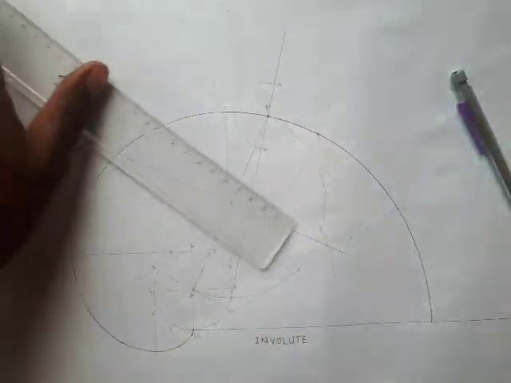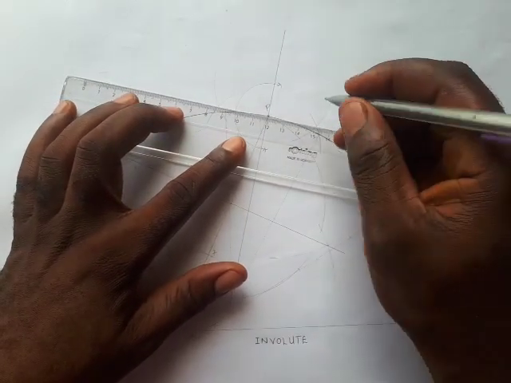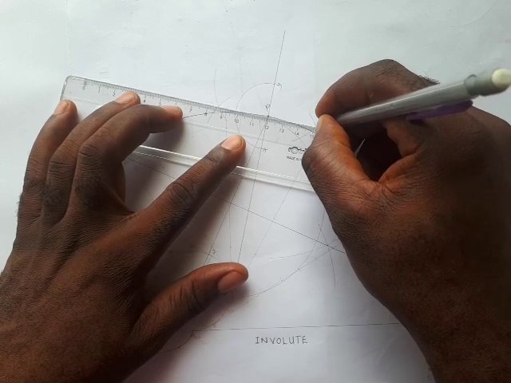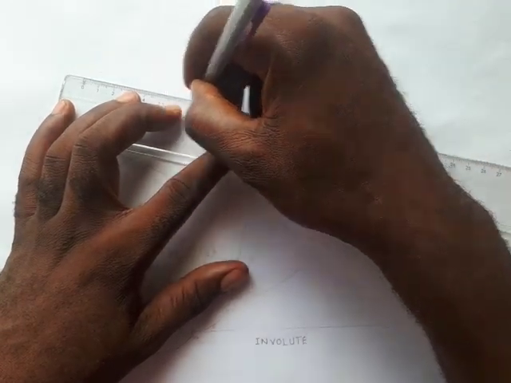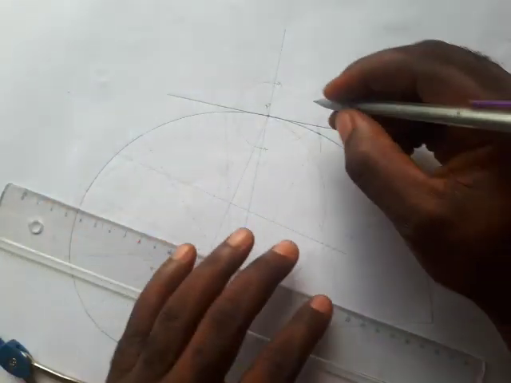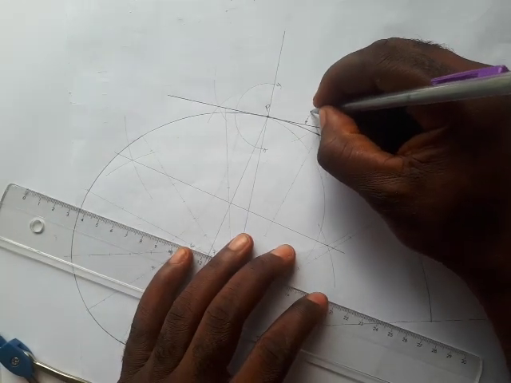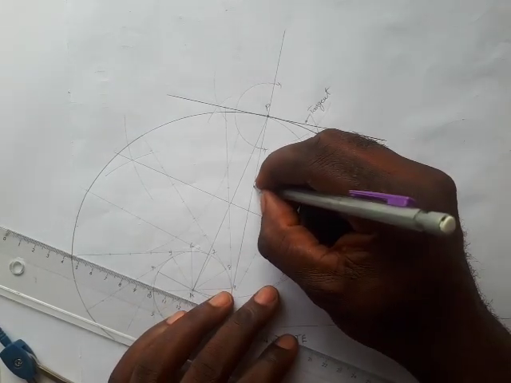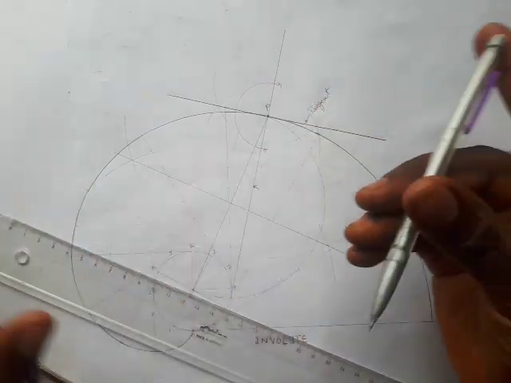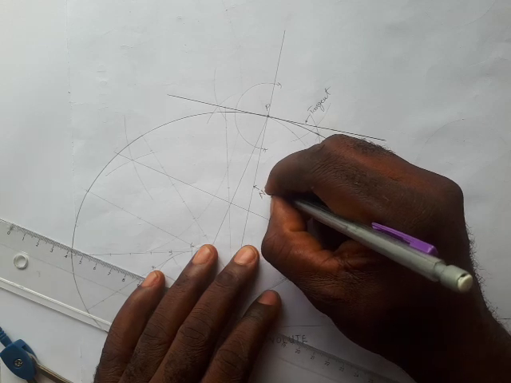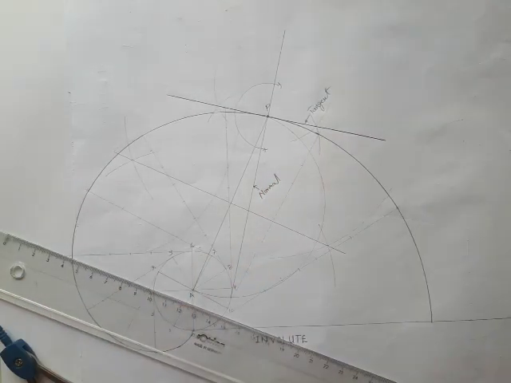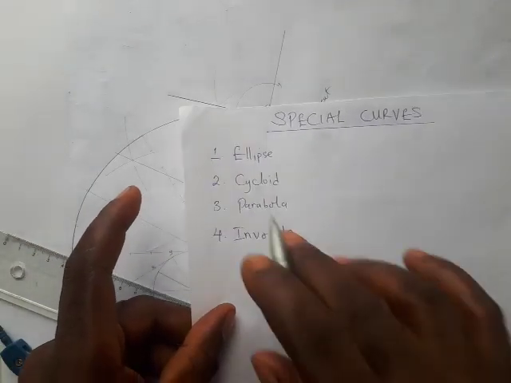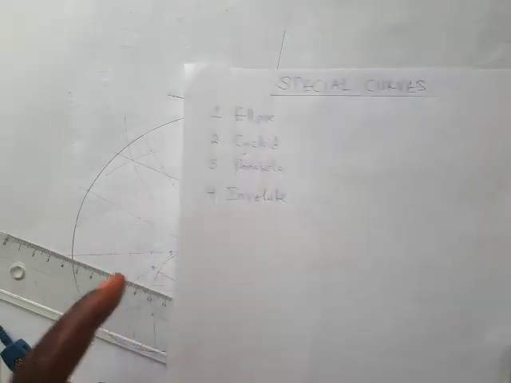So connect both points through the point P and draw a thick line, and this line is the tangent, while this is the normal. So that's how to draw tangent to all special curves: ellipse, cycloid, parabola, and involute.